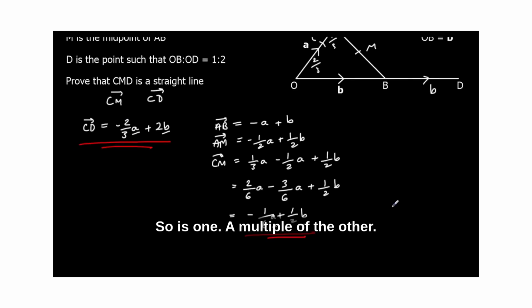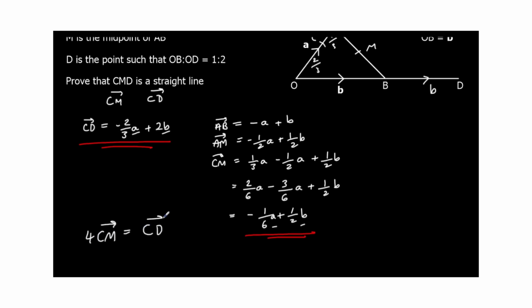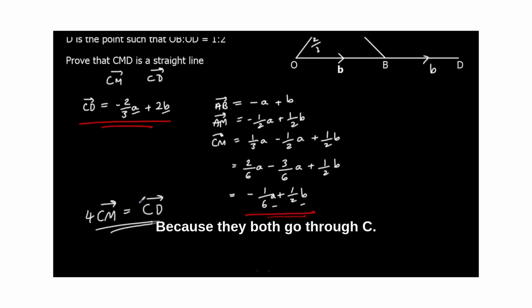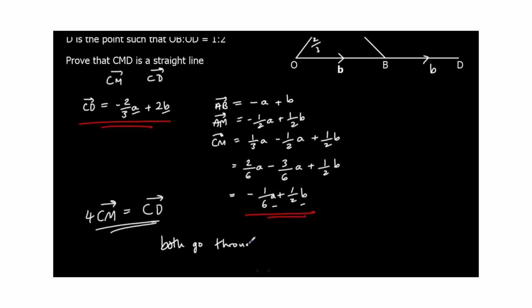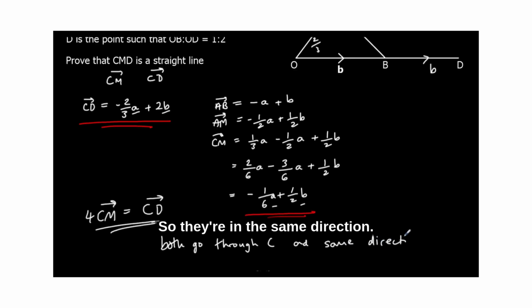So is one a multiple of the other? So C to M times 4 makes C to D. So 4 C to M's equal a C to D. So they are on a straight line because they both go through C. And they go in the same direction. One is a multiple of the other, so they're in the same direction. Therefore, it is a straight line.